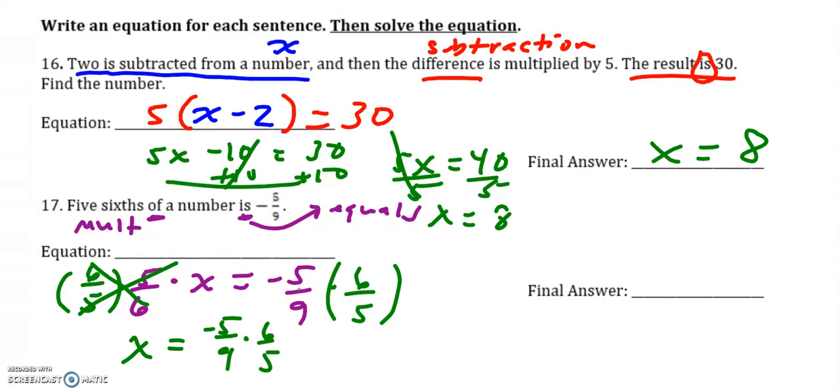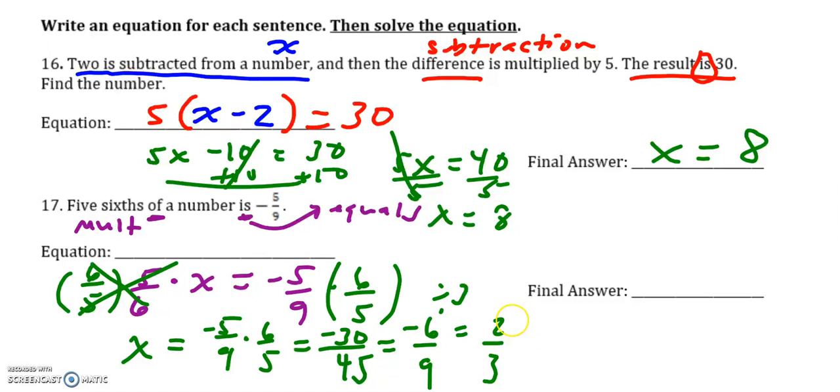There are two ways you could do this problem. You could multiply across and get -5 times 6, which is -30 over 45, and keep reducing. You could divide both by 5 and get -6/9, and then divide both again by 3 and get an answer of -2/3.